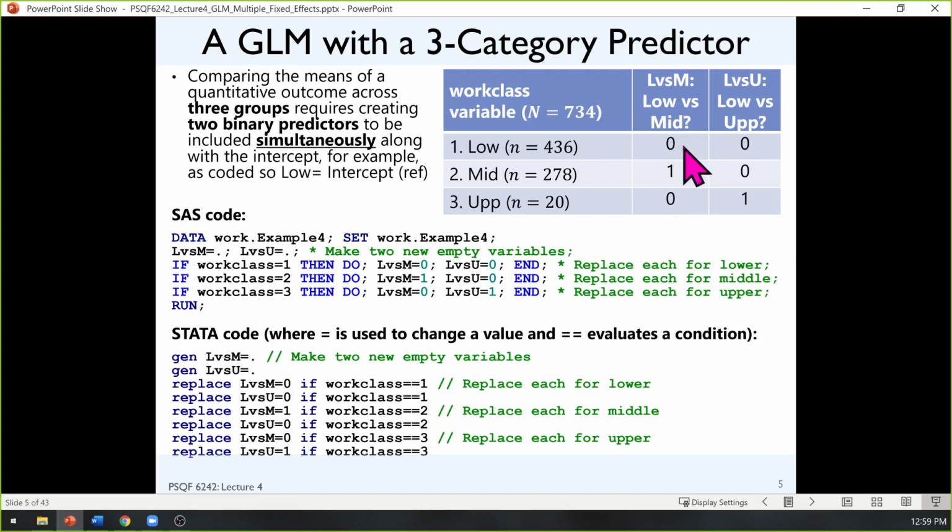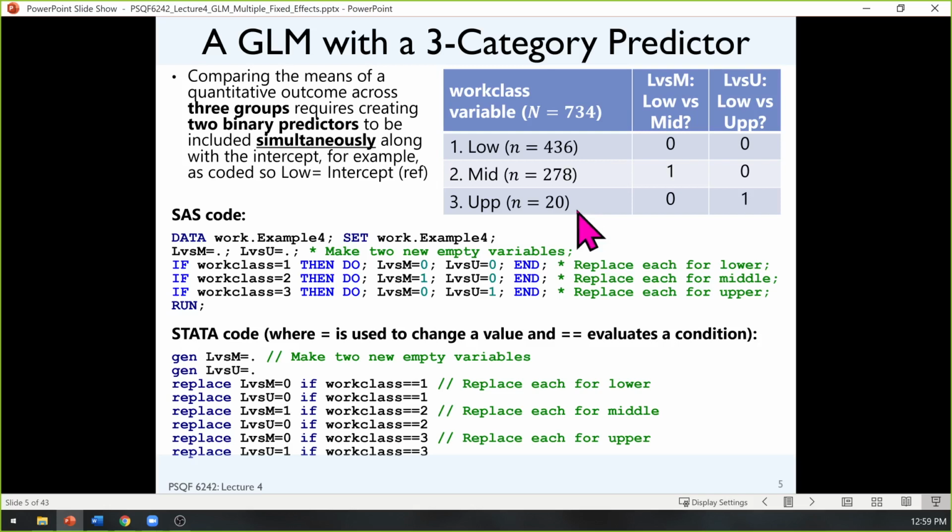So the first predictor distinguishes low versus middle. The second predictor distinguishes low versus upper. And the net result when both are included is that they each are interpreted the way that we had intended. And yes, software will do this for you.